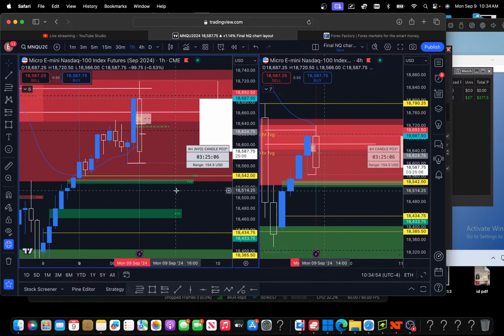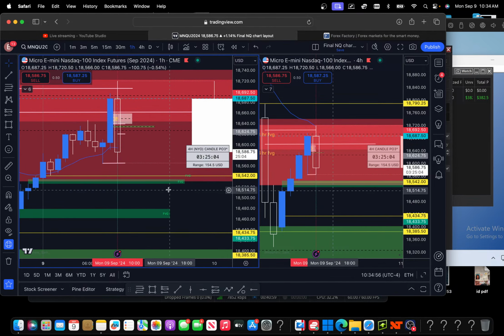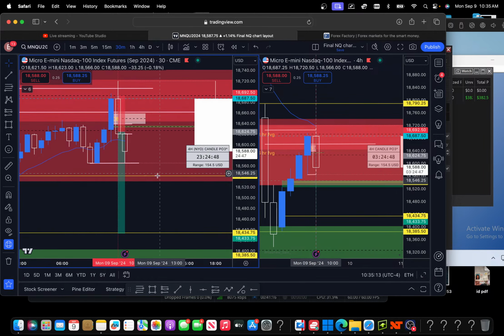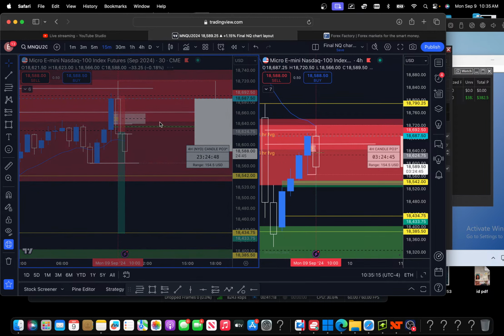Like she said, 10 a.m. reversal coming. We're already in the 10 a.m. reversal. We're already 35 minutes into the day. So let's see. I want to get a candle close below this. Let's go down to the 30 and the 15 and see if we're actually bouncing off this a little bit.